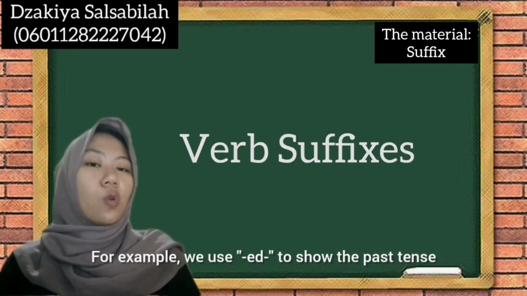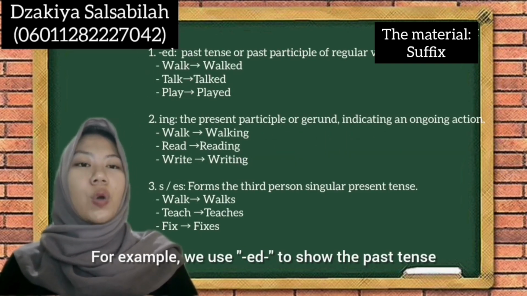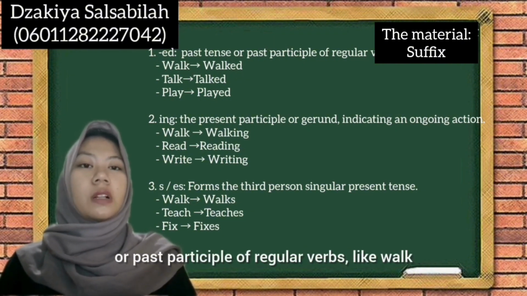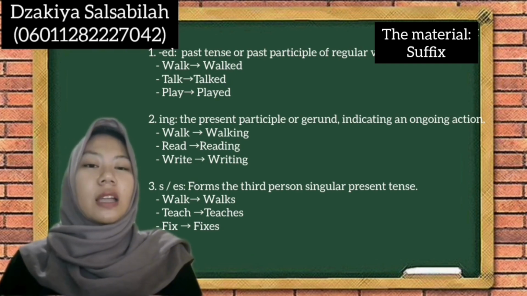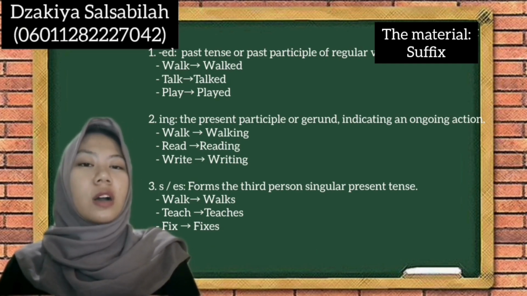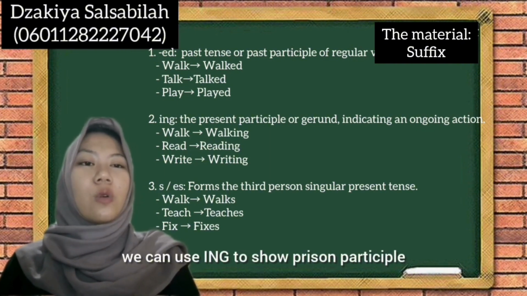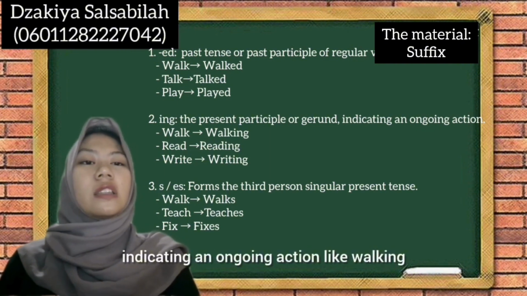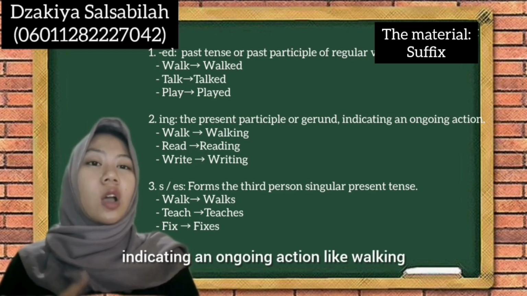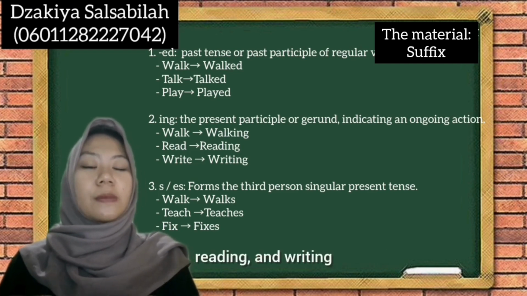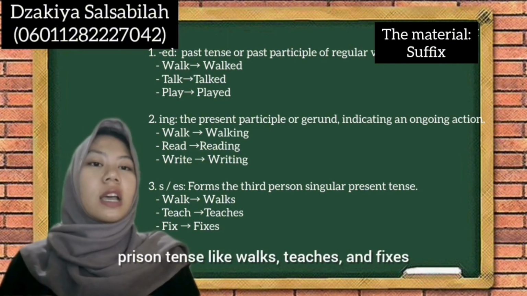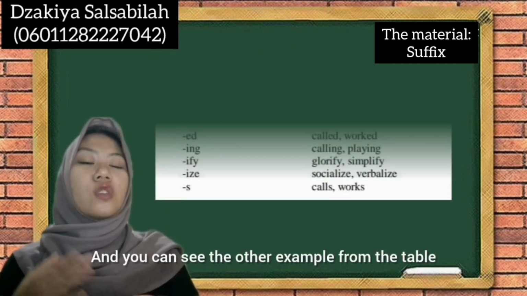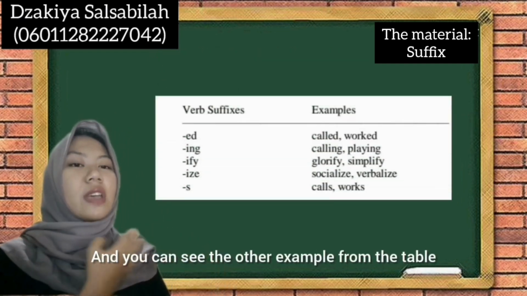For example, we use "-ed" to show the past tense or past participle of a regular verb, like walked, talked, and played. The second one is we can use "-ing" to show the present participle, indicating ongoing action like walking, reading, and writing. We can use "-s" or "-es" for the third person singular present tense, like walks, teaches, and fixes. And you can see the other examples from the table.